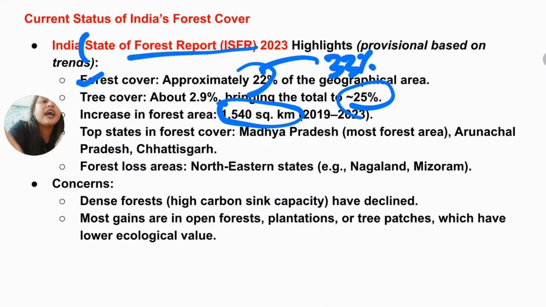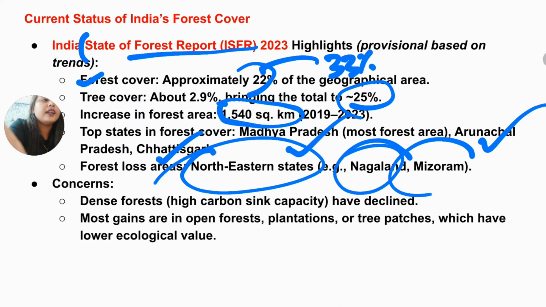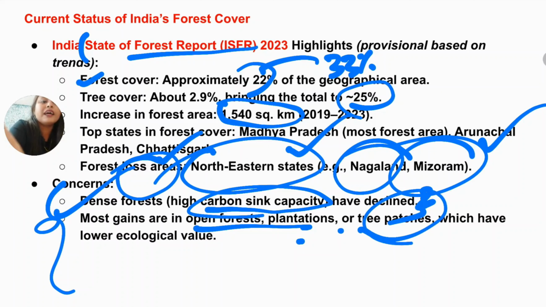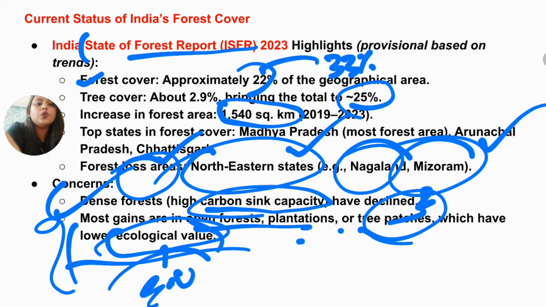The states having the highest forest coverage are Madhya Pradesh, Arunachal Pradesh and Chhattisgarh. And the loss of area has happened in the northeastern states, especially Nagaland and Mizoram. This kind of loss is increasing concerns regarding dense forest, as the high carbon sink capacity is declining. This is a major concern, and open forest plantations or tree patches will lower our ecological value. This particular term, ecological value, is very important to analyze and to mention in the different environmental aspect questions.